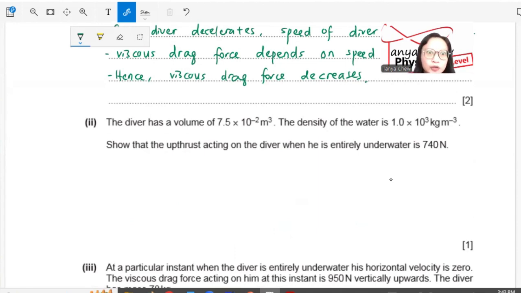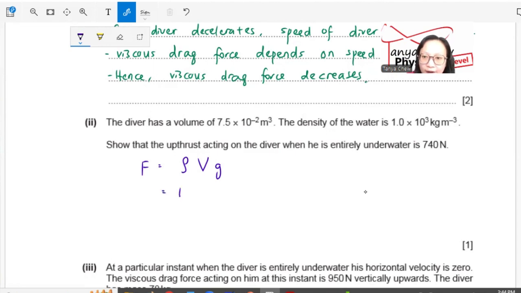Do you still recall the equation of the upthrust? Upthrust is the floating force, or sometimes it is called buoyant force. Upthrust force is due to the pressure difference acting on different surfaces of the diver, top surface and bottom surface. Upthrust force is equal to rho Vg. Rho represents density of the water, V represents volume of the diver, and g represents gravitational acceleration.